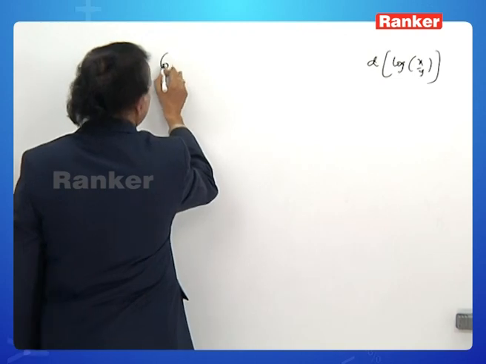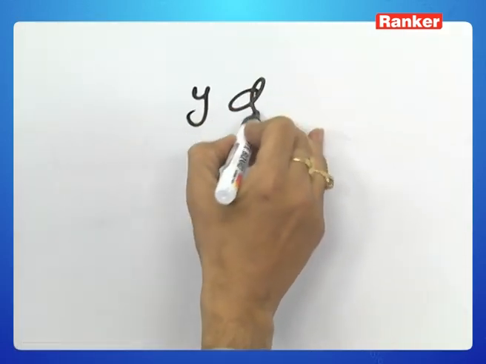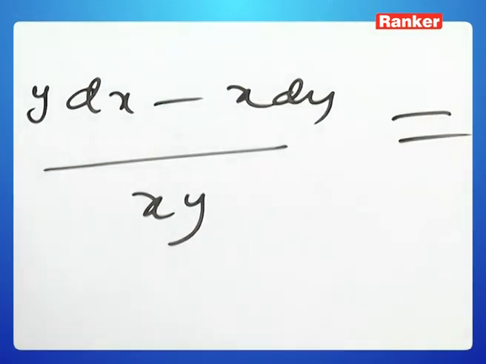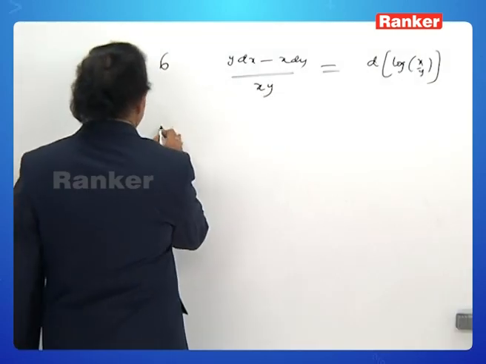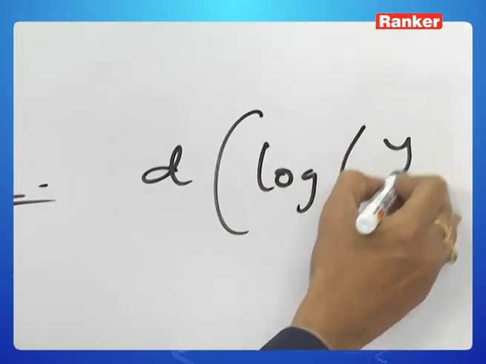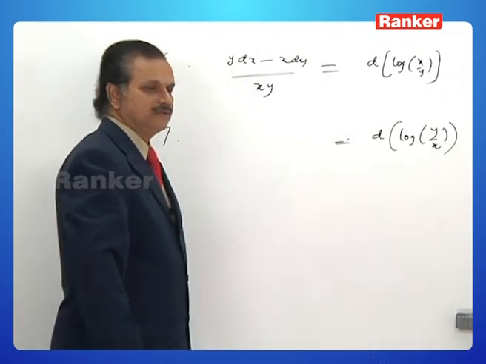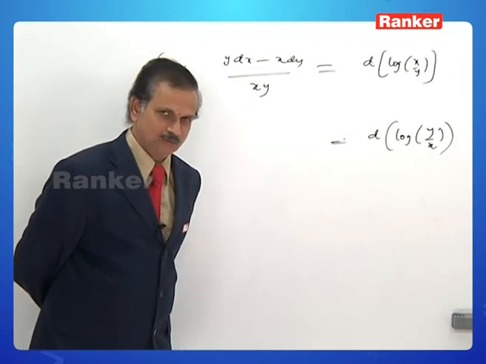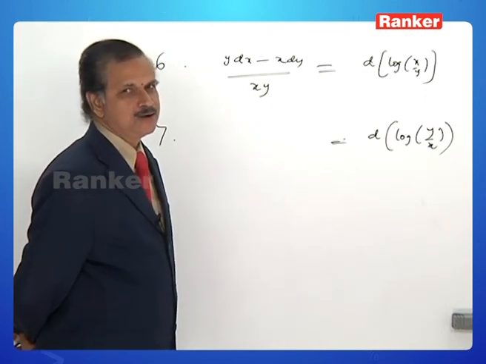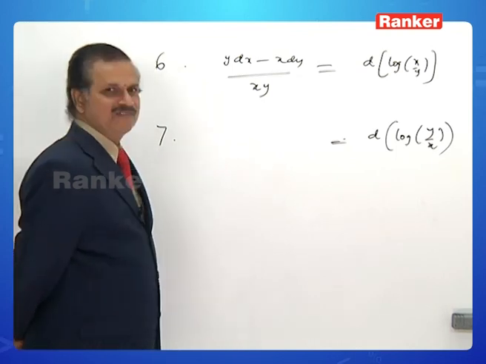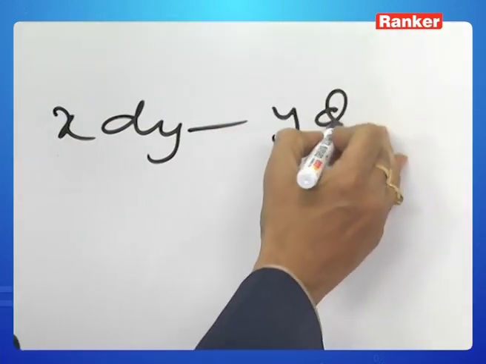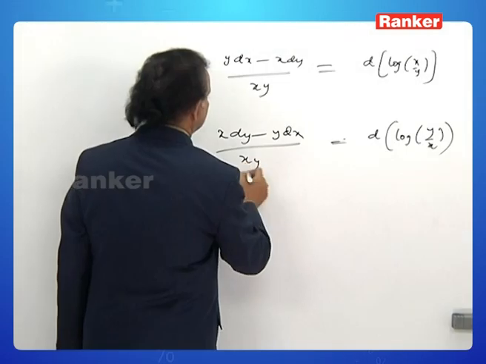So the actual formula for that is (y dx minus x dy) by xy is d of log x by y. Okay then. Now you try to imagine, you try to tell me d of log y by x. What is that? Same old formula. This is (x dy minus y dx) by xy. That's all.